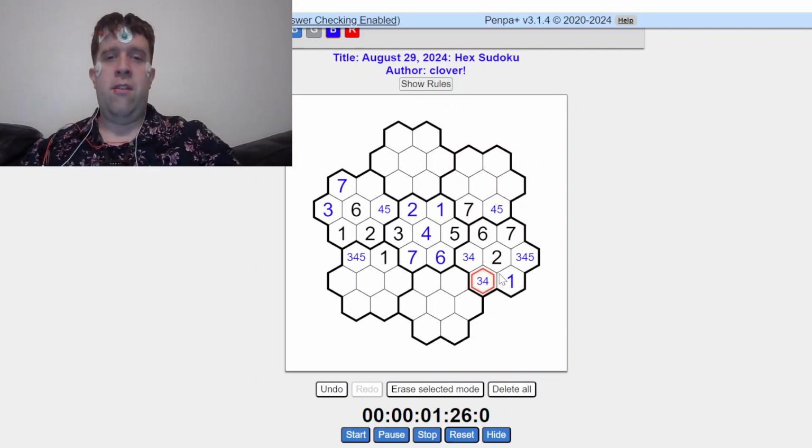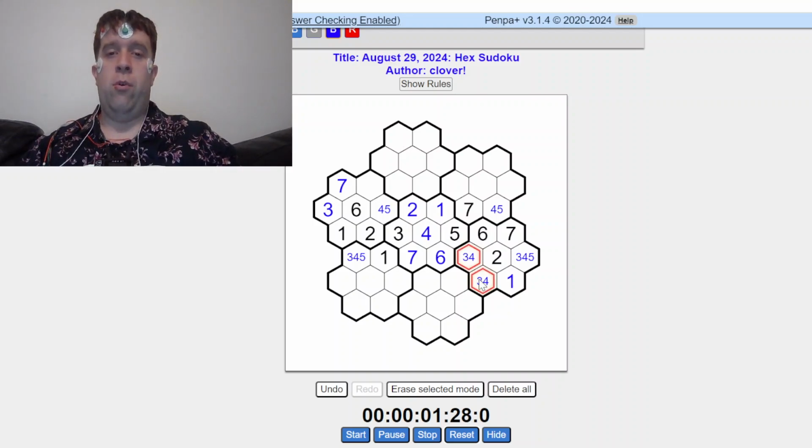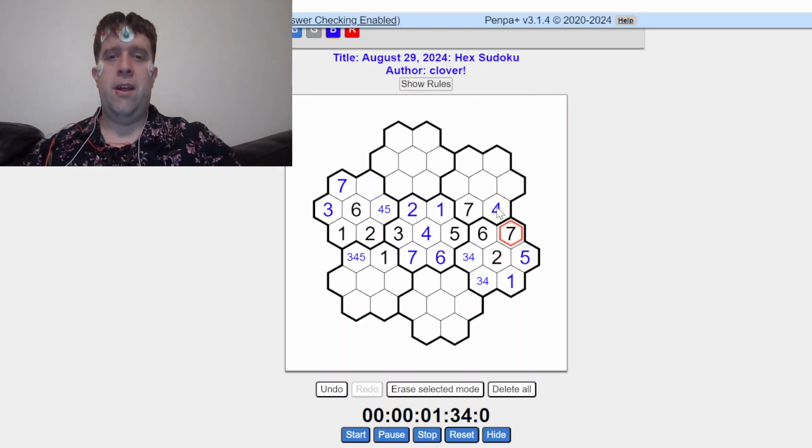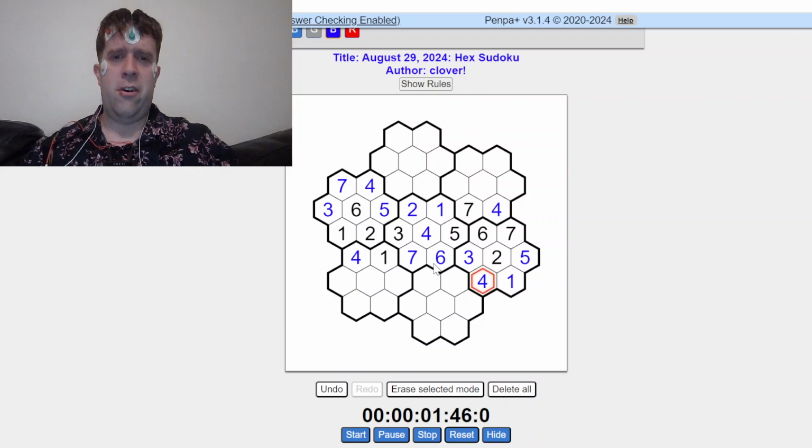Now, these 2 cells have to be 3 and 4 because they cannot contain a 5. 5 must go here, which knocks 5 out of here, making that a 4. This becomes a 3. This is a 4, and this is a 5. Now, put a 4 in there, because that's the only digit left that can go in that cell, and this is a 4, which is the only digit that can go in that cell.